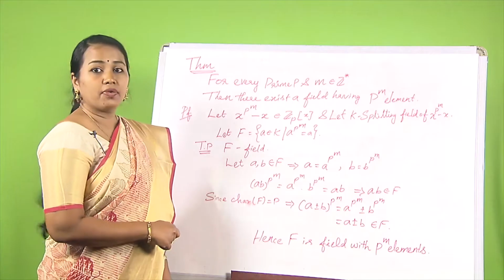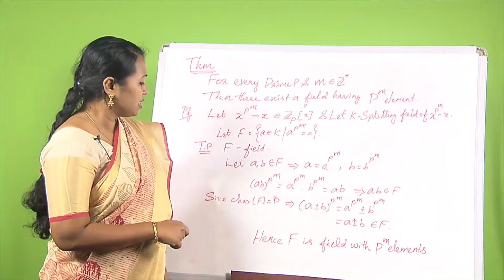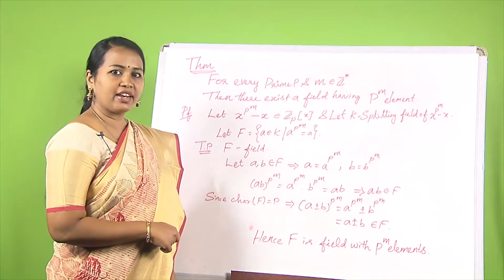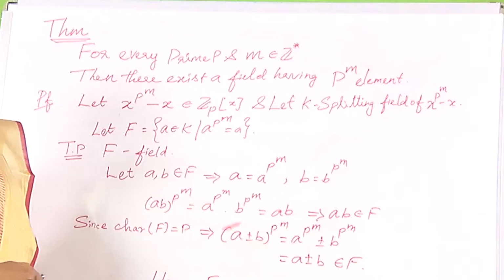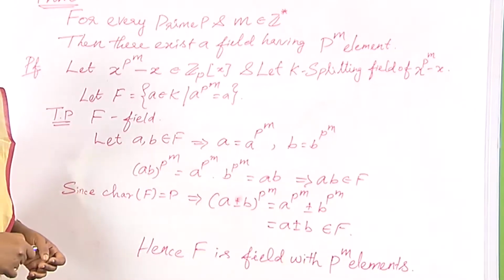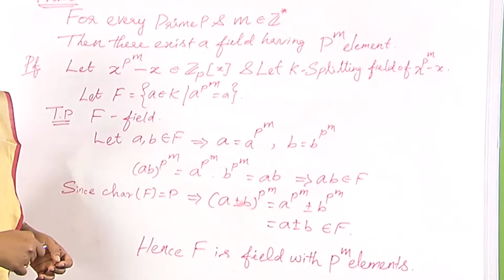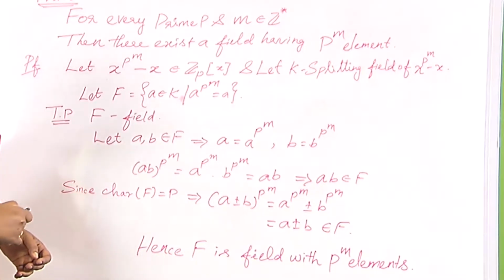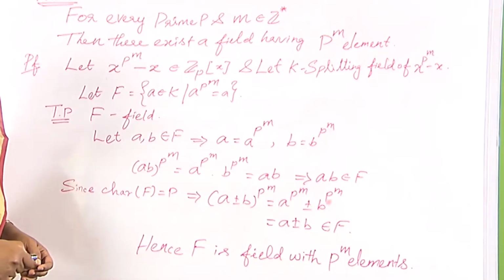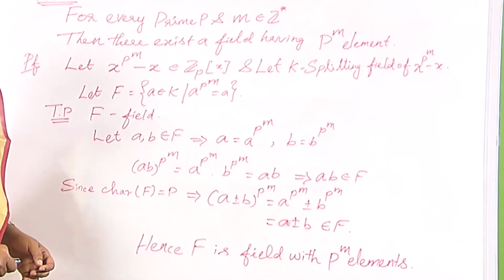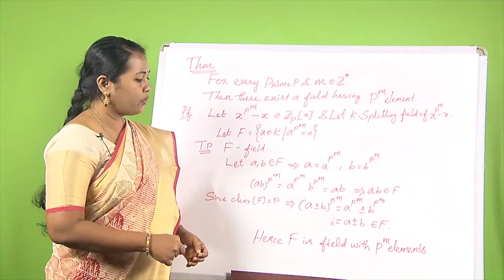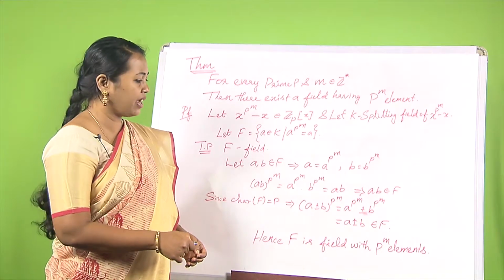Now, the characteristic of K is equal to P, since we already have seen a theorem saying that if there are p power m elements and the characteristic of that field is P, and therefore, now we have characteristic of K is equal to P, which implies A plus or minus B the whole power p power m. Now, from here this is equal to A, therefore, A power p power m will become A and B power p power m will become B, and therefore, we have proved that A plus or minus B will also be inside F. Therefore, we have proved the closure with respect to the second operation as well.